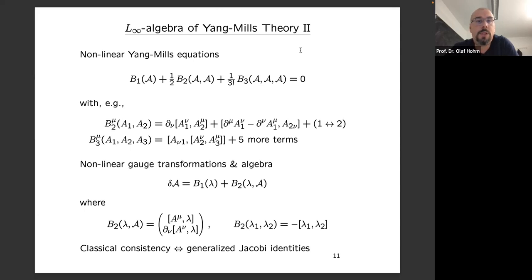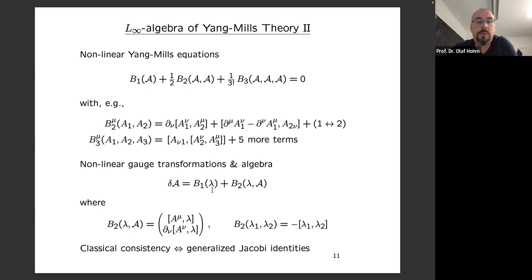Now, just to complete the dictionary, the nonlinear Yang-Mills equations take this form here. It's a generalized, known as a generalized Maurer-Cartan equation, if you just define the B2 and the B3 properly. So the B2 looks like this, has one derivative in it, it's this set of terms. The bracket is again the standard color Lie algebra bracket. And then you have a B3, which is just this nesting of two Lie algebra brackets, and then a bunch more terms for symmetry. So that's the equation of motion.